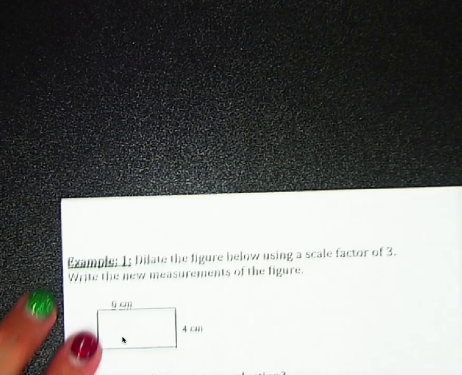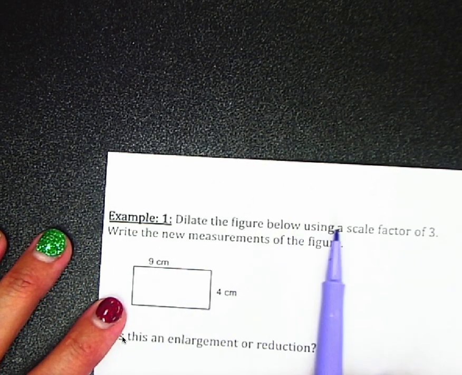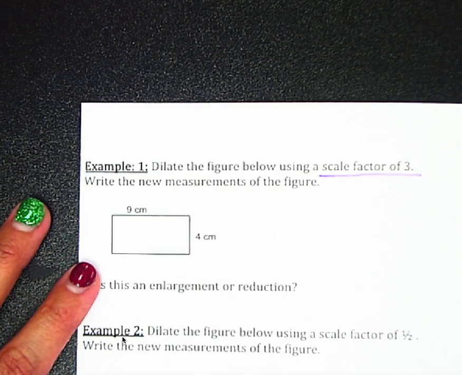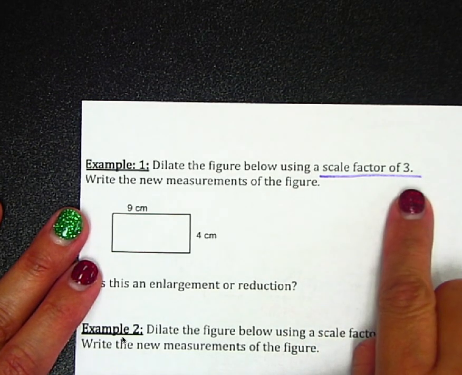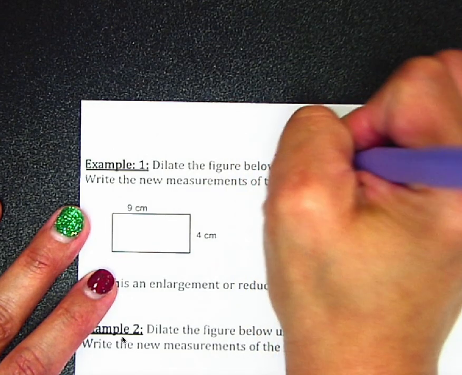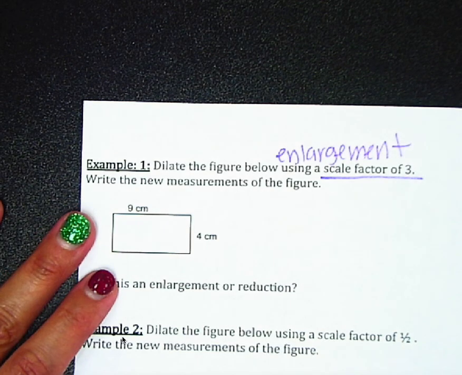Now go to the next example I'm going to do with you. So you're going to do example 1. It says to dilate the figure below using the scale factor of 3. Remember that I told you all you have to do is multiply by your scale factor to get your new measurements. Now since the scale factor of 3 is bigger than 1, it's going to become an enlargement. That means that the picture is going to get bigger, okay?